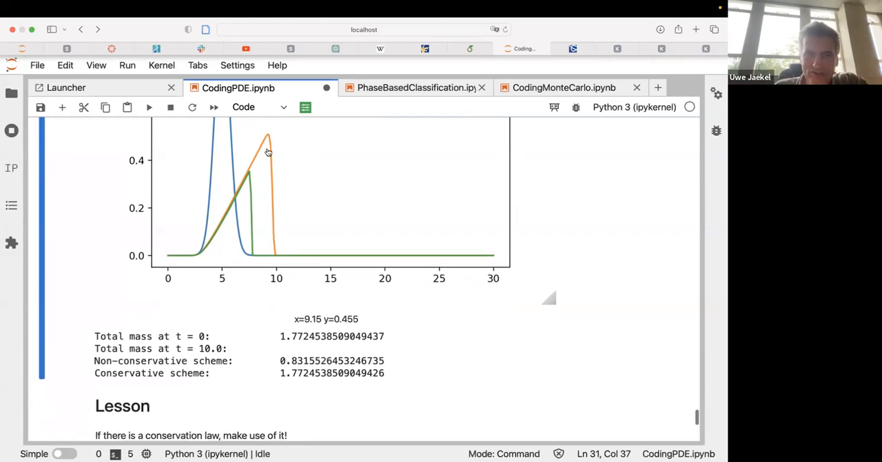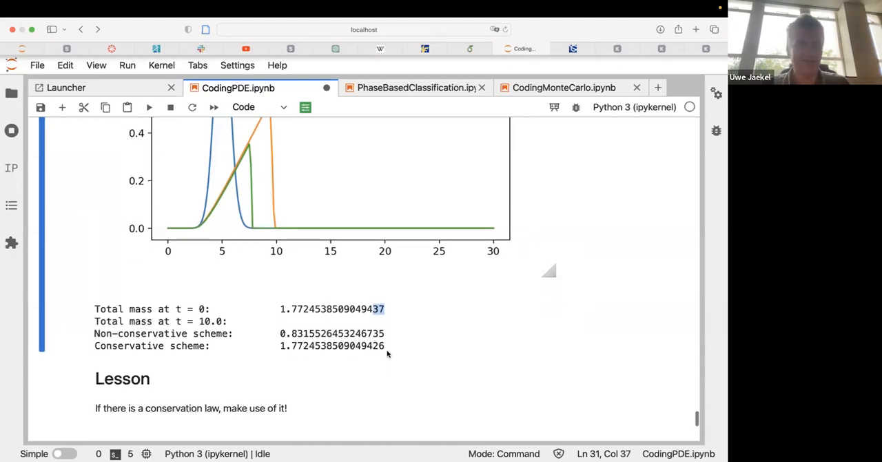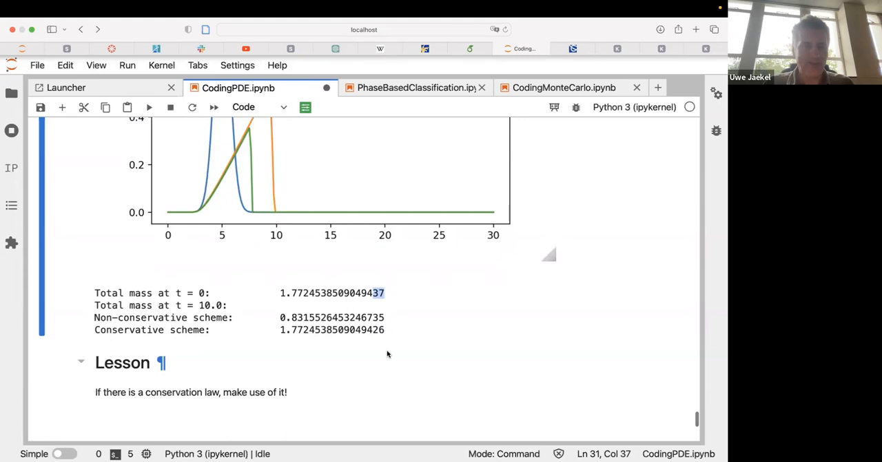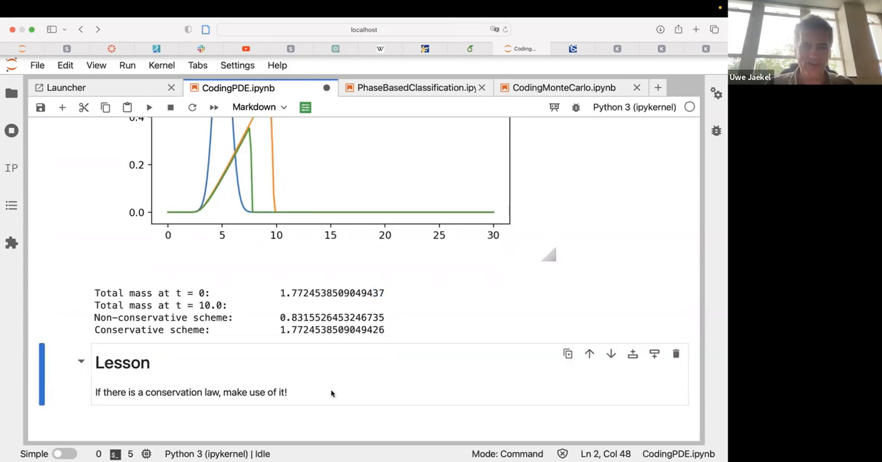The conservative scheme, the integral under the orange curve, however, is very close to the exact integral. You see, we have only a tiny error. These are round-off errors. So the lesson we should learn: if there's a conservation law, then please make use of it.